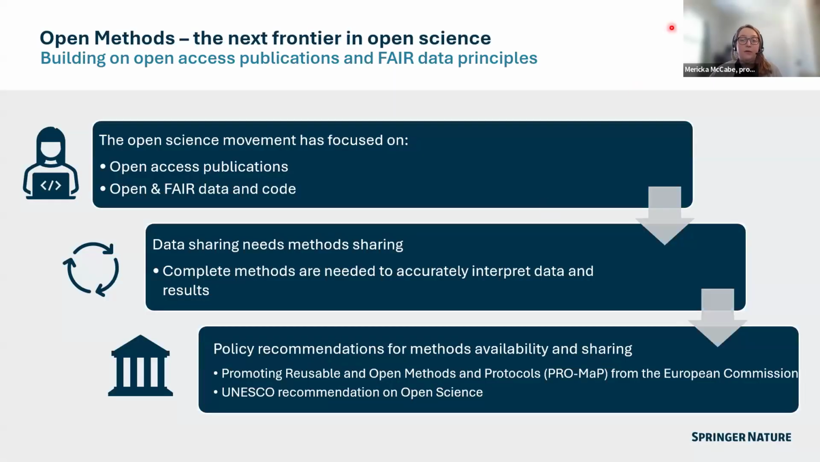The shift in how people are valuing methods is also being mirrored in the open science movement. Historically, the open science movement focused on open access publications, open and FAIR data and code, but we've started to realize that data sharing needs method sharing. Methods are necessary to contextualize how data and results were acquired, and in order to accurately interpret those data and results. And we're beginning to see policy recommendations for method sharing, such as the ProMap, Promoting Reusable and Open Methods Protocols from the European Commission, and UNESCO's recent recommendations on open science.